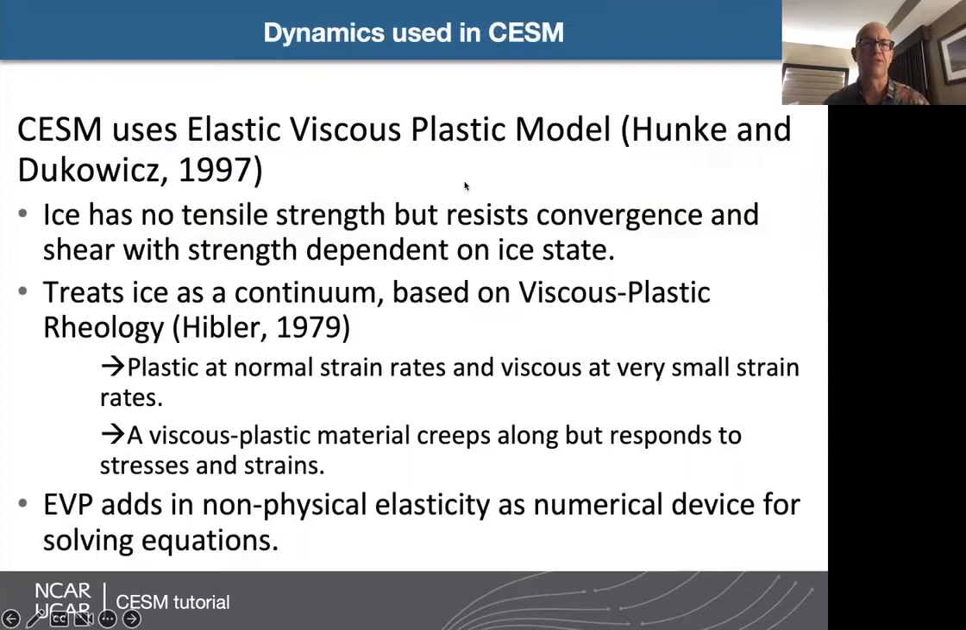We actually use this slightly modified version of it. It's called an elastic viscous plastic formulation. That means that we add a small amount of elasticity in the sea ice, and that allows us to solve the equations explicitly instead of implicitly. So it's essentially a numerical trick to make it a faster solver and so forth. But there are some slight consequences with this, which I won't get into here.